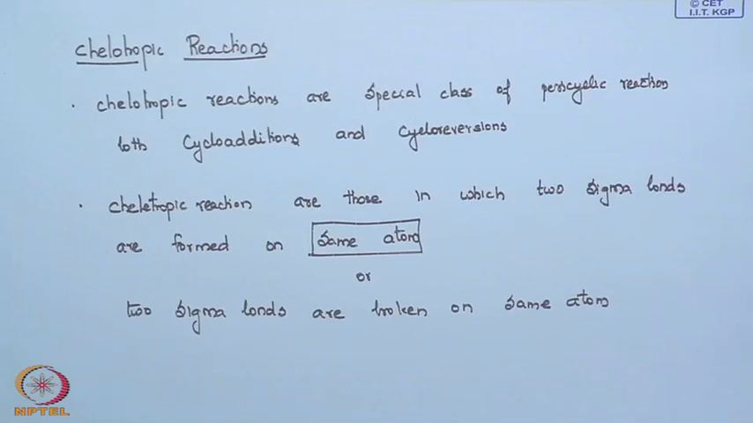That is very important. So, what is a chelotropic reaction by definition? It is an important class of pericyclic reaction. It can be either a cycloaddition or a cycloreversion. How it is different from other pericyclic reactions is that in a chelotropic reaction, 2 sigma bonds are formed on the same carbon atom, or 2 sigma bonds are broken from the same carbon atom. Then you call these reactions chelotropic reactions. Once we see the example, you will really understand the definition. I said there are two classes, cycloaddition and cycloreversion, that is, 2 sigma bonds forming on the same atom and 2 sigma bonds breaking from the same atom.